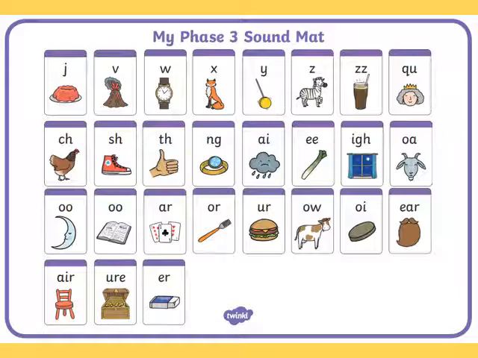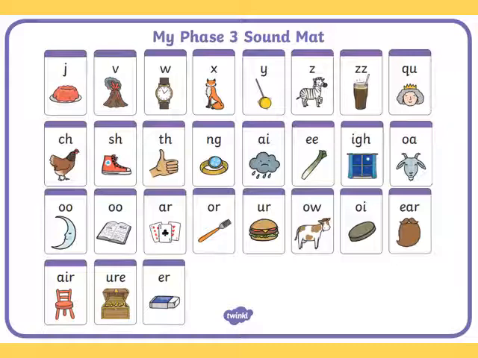So I'll start with the J is j, V, v, W, w, X, x, Y, y, Z, z, and the same with the double Z. They've got the Q and the U, make a kw sound. The C and the H, ch. The S and the H, sh. The T and the H now makes two sounds. It's got the thick version where your tongue sticks out, so the th, and the thin th. Then you've got the N and the G making the ng sound. The A and the I making the ai sound.